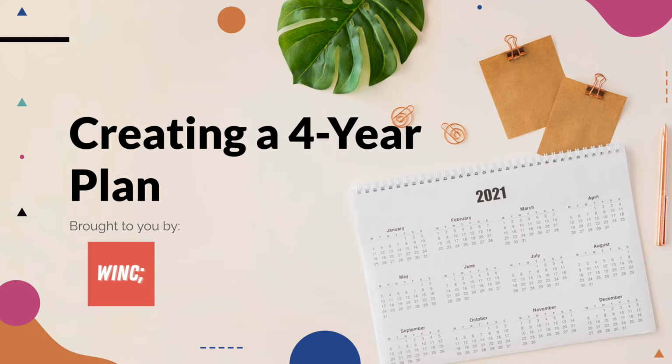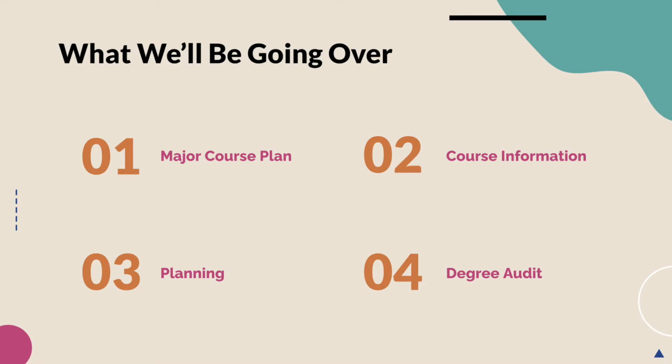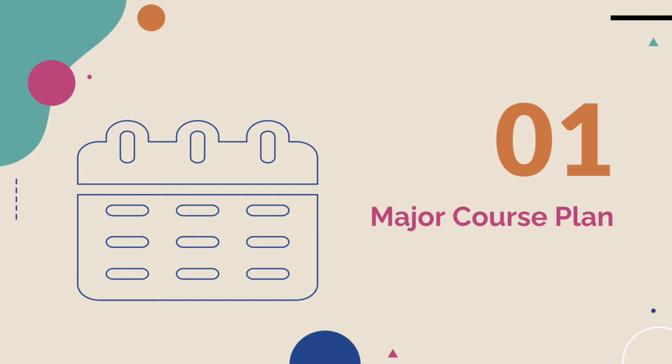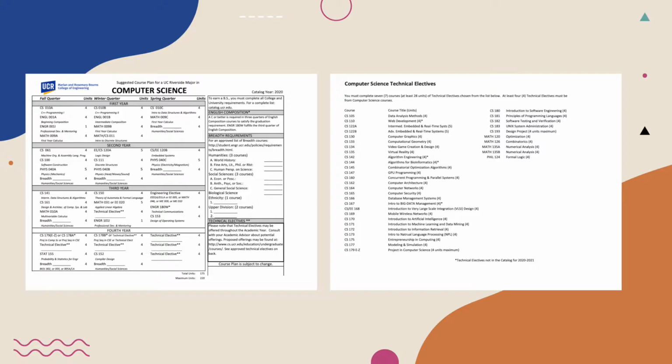Today we're going to be going over creating a 4-year plan. So, what we'll be going over is major course plan, course information, planning, and degree audit. So, first we're going to be going over major course plans. So, here's an example of a major course plan for computer science.